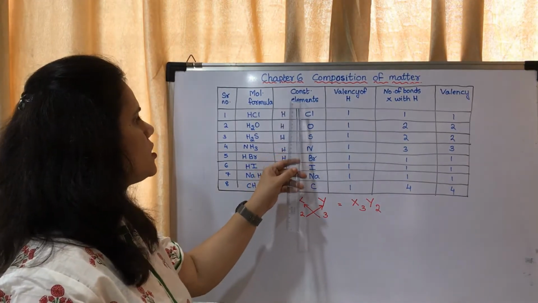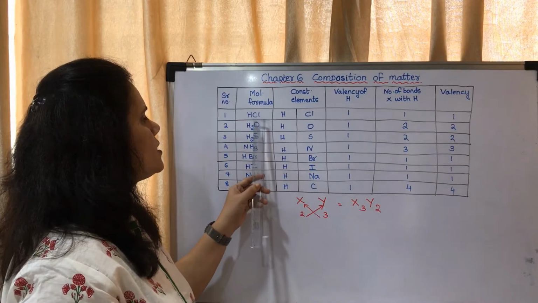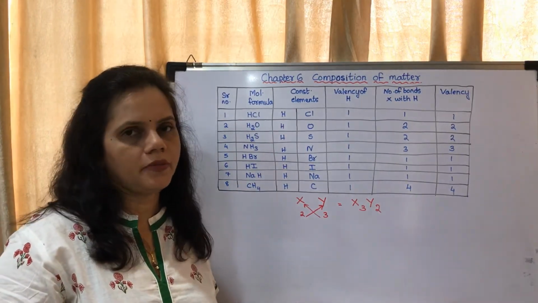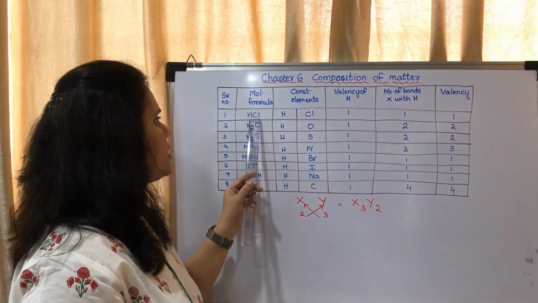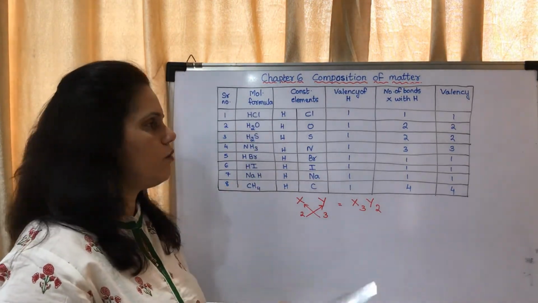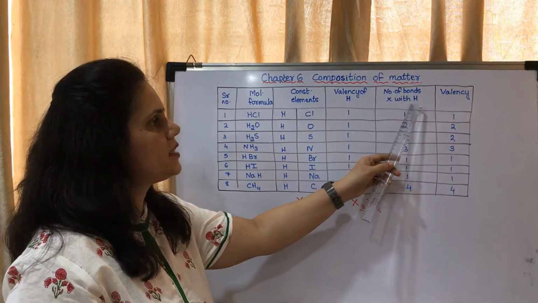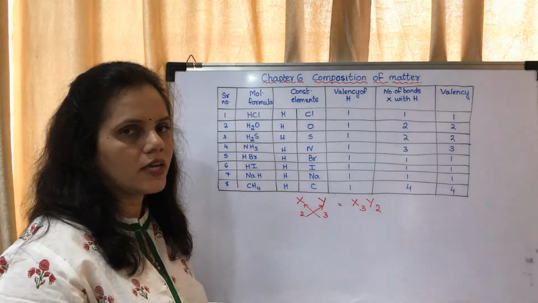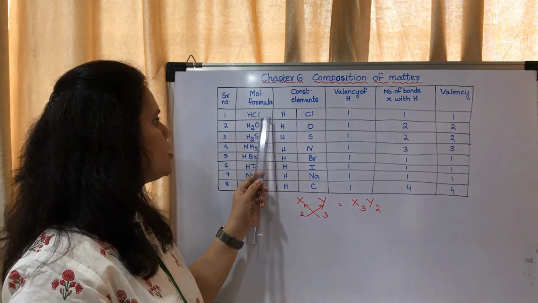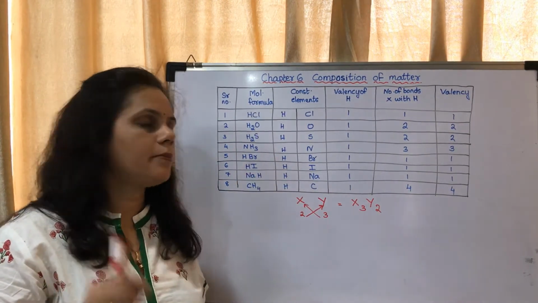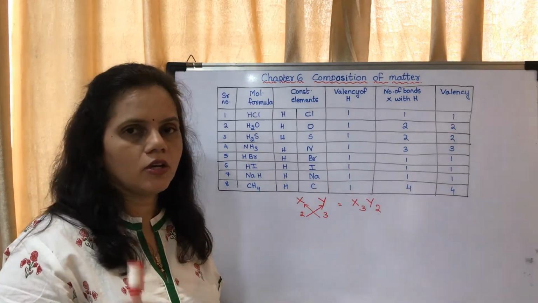Okay, so for the constituent elements, you may see that towards the opposite of every element there is no number. There is no number means there is 1. In HCl, both are 1. So the valency of H is 1. The number of bonds of X with H is 1. That means below H there will be a number, and that number you have to write below H.